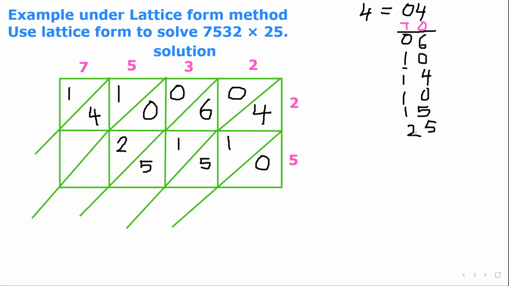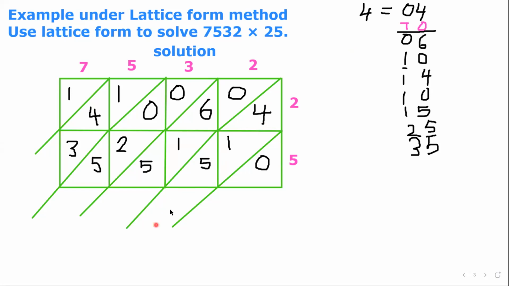7 times 5 is 35. The 35, you divide it, you have the ones and tens. So here the tens is 3 and here is 5. When you finish multiplying them and recording them in each box here, then you add those numbers that fall within the diagonals. Okay, you are going to add those numbers in the diagonal.